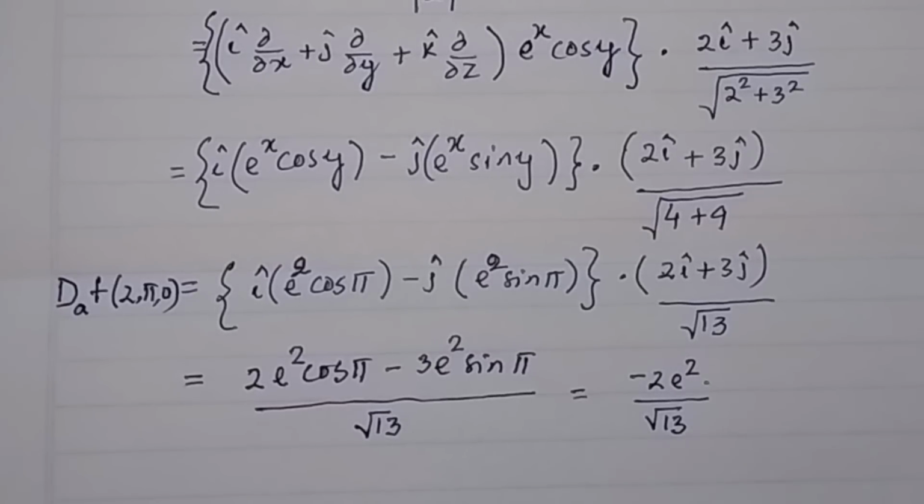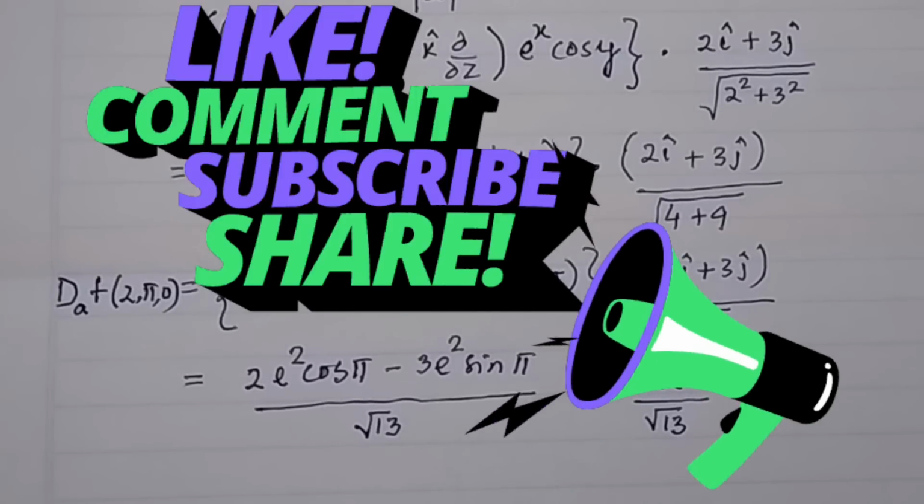In this way you can find the directional derivative of the given scalar function e to the power x cos y at the point (2, pi, 0) along the vector a, that is equal to 2i cap plus 3j cap.